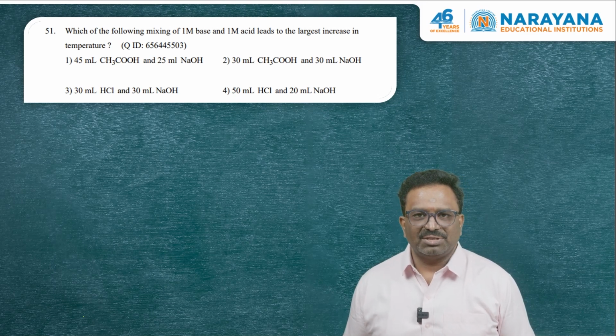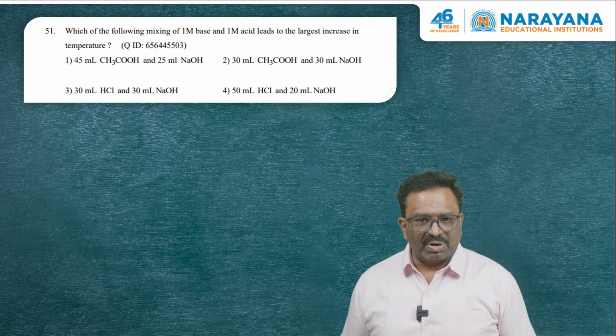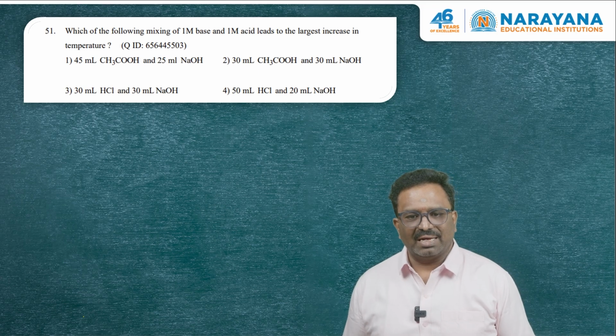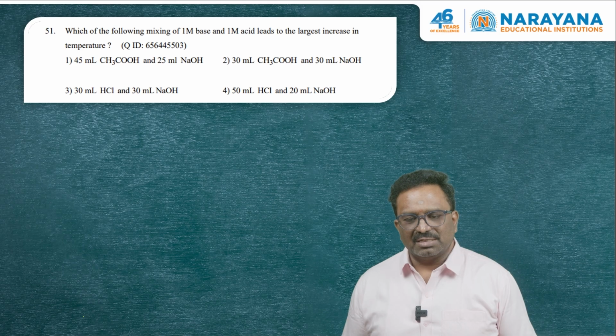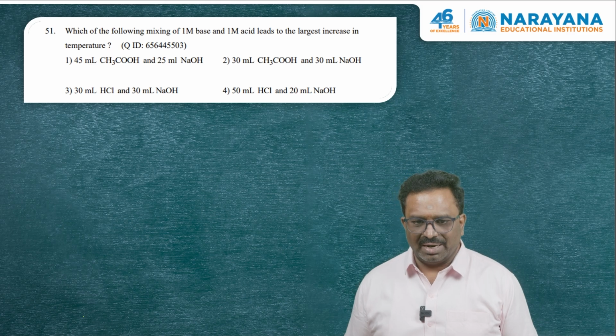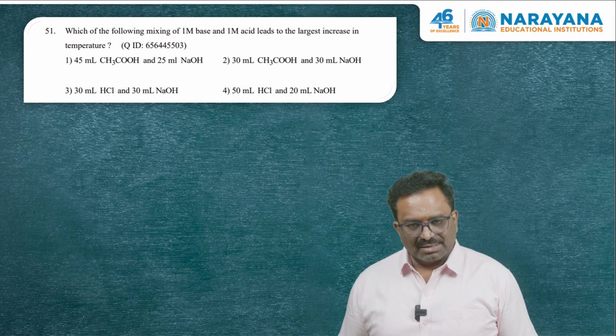24th shift question paper, chemistry. Let's have a look over this. See the question: which of the following 1 molar base and 1 molar acid leads to the largest increase in temperature? The increase of temperature is more if a strong acid reacts with a strong base, which releases more energy. So in that respect we can go further directly, that is HCl and NaOH neutralization.